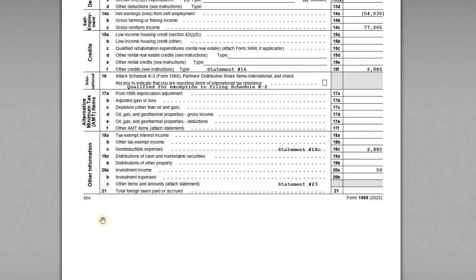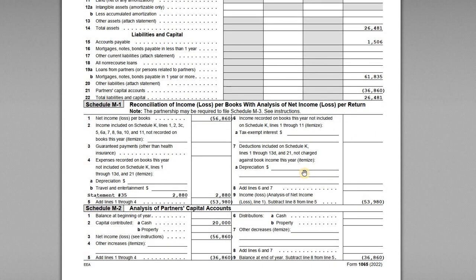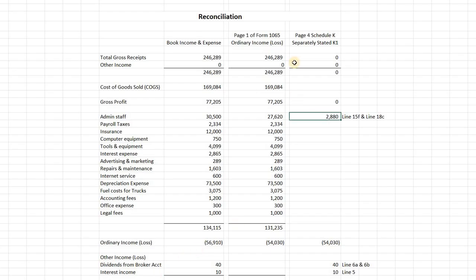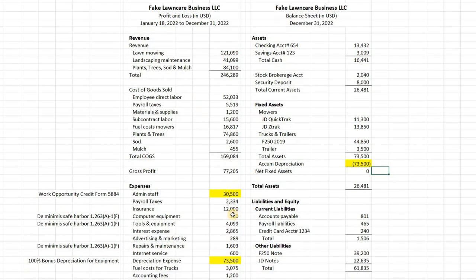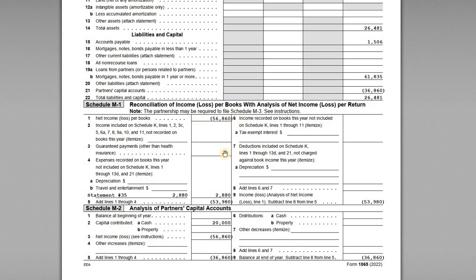All right. Let's now have a look at Schedules M1 and M2. These are relatively straightforward, but very important to complete. M1 is a reconciliation of our book income or loss with the amount of taxable income or loss on the tax return. The amount that we see on line 1, net income or loss per books, the minus $56,860, ties back to our financial statements. If we look at our partnership financial statements here, the bottom line net income or loss per books is that $56,860. And that makes sense. That is our starting point.